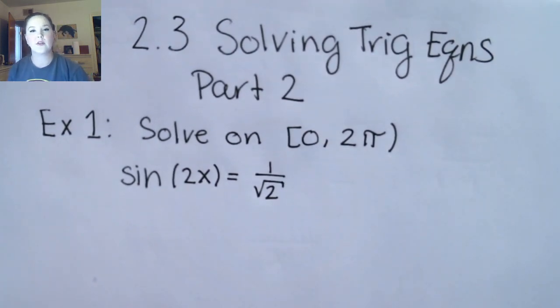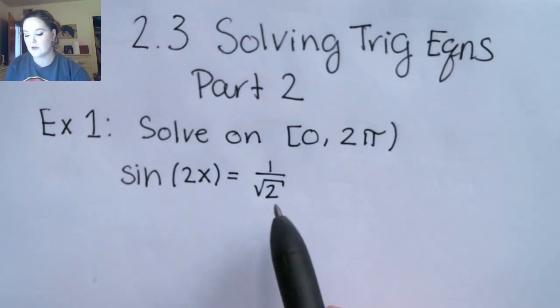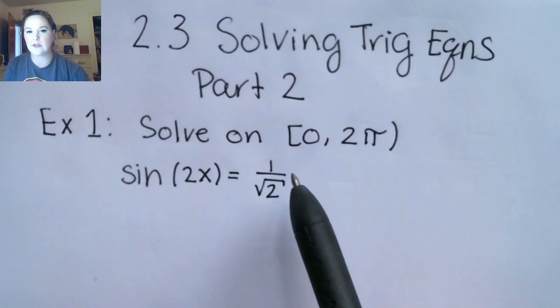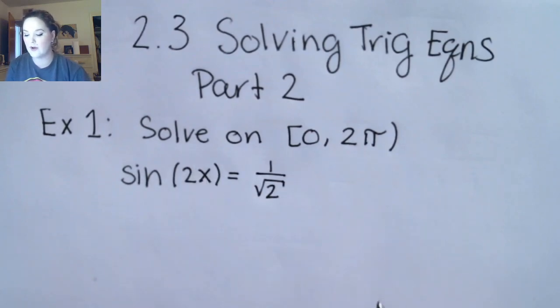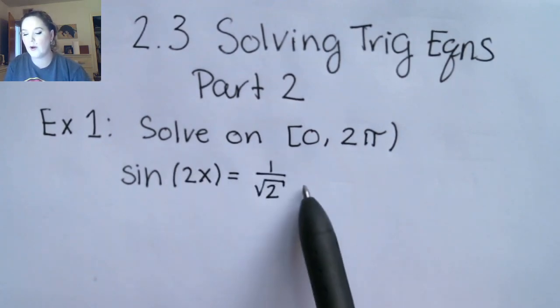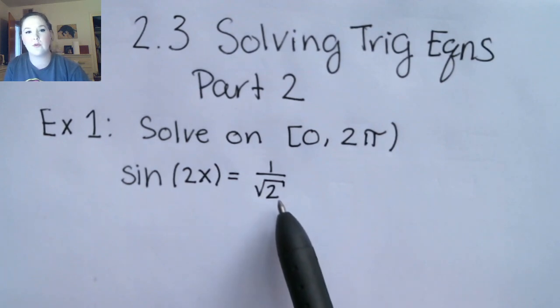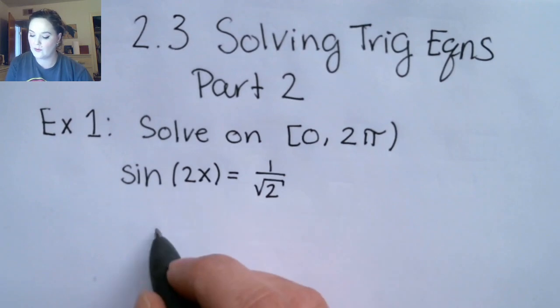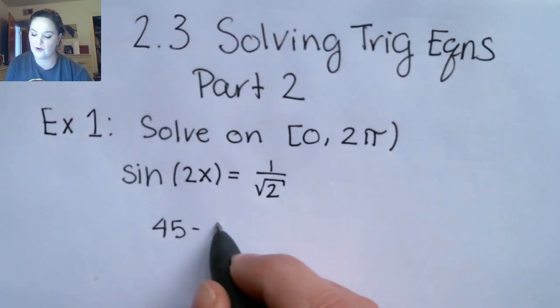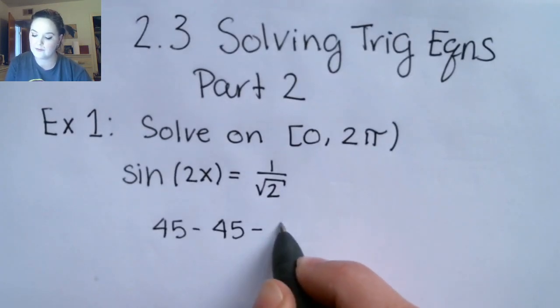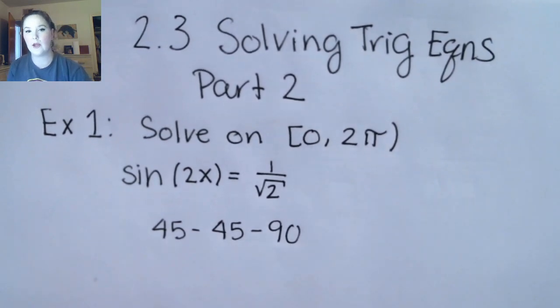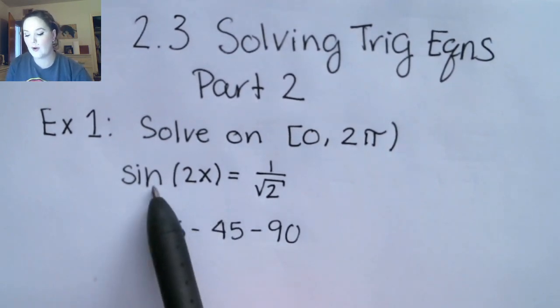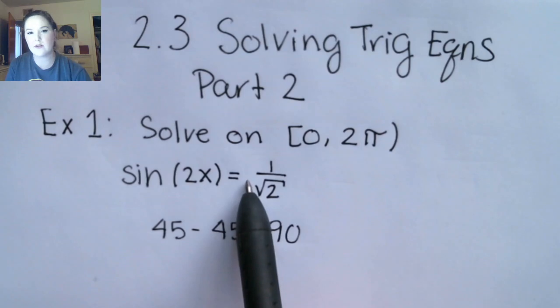Okay, so to start this example, we're just going to review what we talked about last time. The first thing we do when we're solving something like this is ignore the 2x for now. We're going to think about which triangle 1 over root 2 comes from, or if it's a quadrantal angle. You should recognize 1 over root 2 is coming from the 45, 45, 90 triangle. And then we're going to talk about when the sine function is positive.